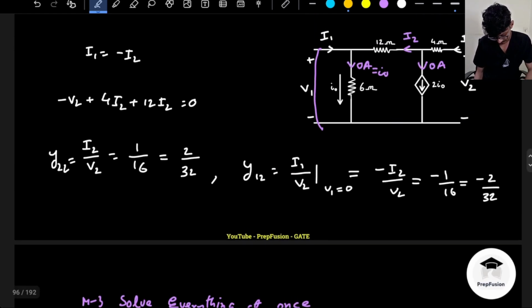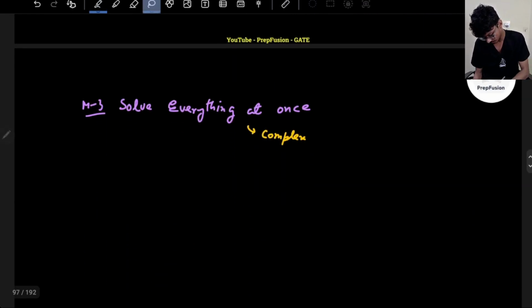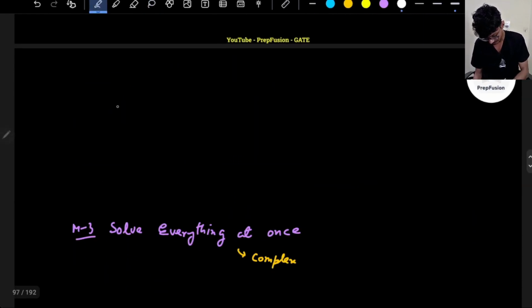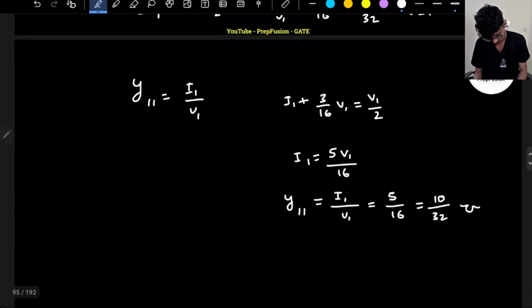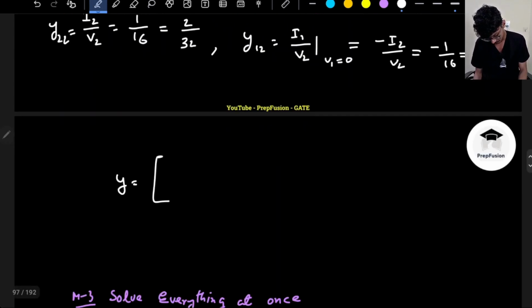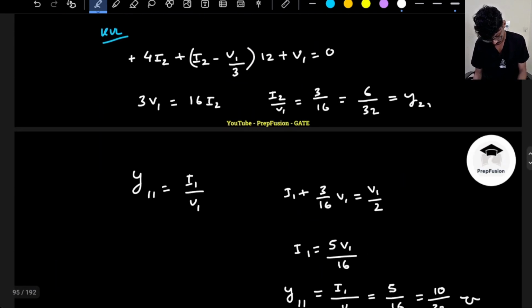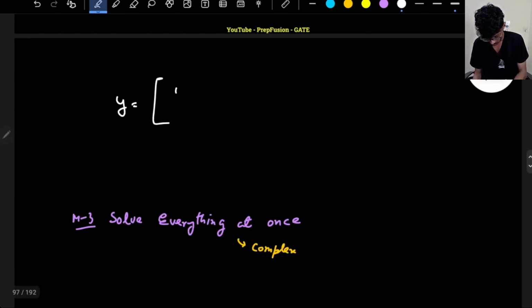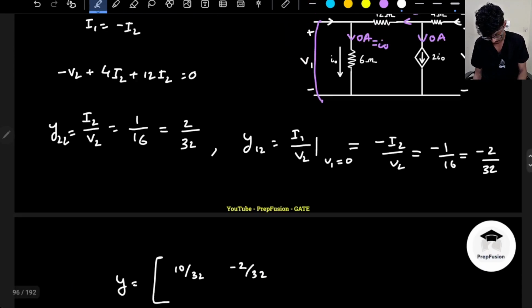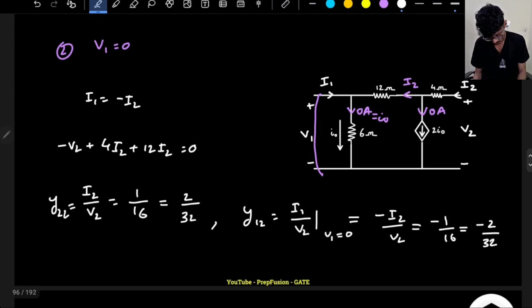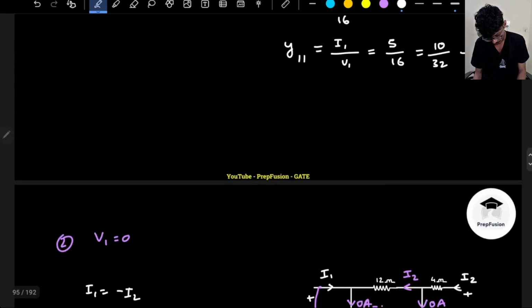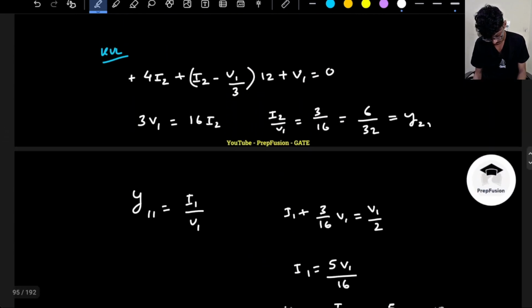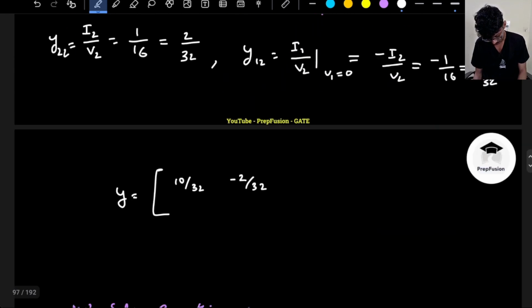What else? So I can directly write my Y parameter. Y parameter we can safely write. Y parameter will be what? This will be Y11 was 10 by 32. Yeah, it was 10 by 32. This was minus 2 by 32, and Y21 is 6 by 32.